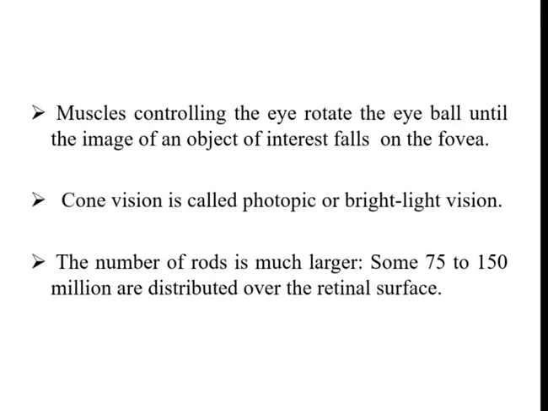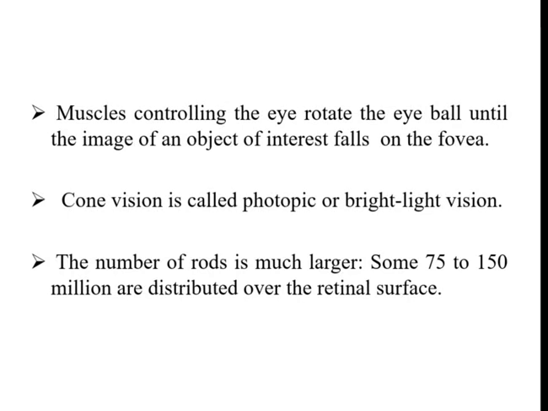The next major class of receptors is the rods. Rods are much larger in number, from 75 to 150 million, and are distributed over the entire retinal surface. The large area of distribution and the fact that several rods are connected to a single nerve give a general overall picture of the field of view. They are not involved in color vision and are sensitive to low levels of illumination. Rod vision is called scotopic or dim light vision.